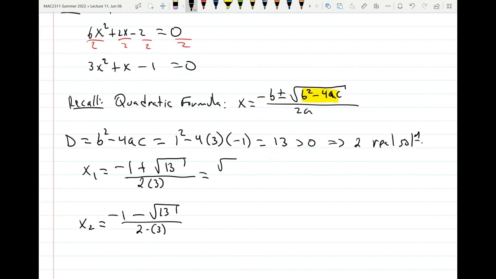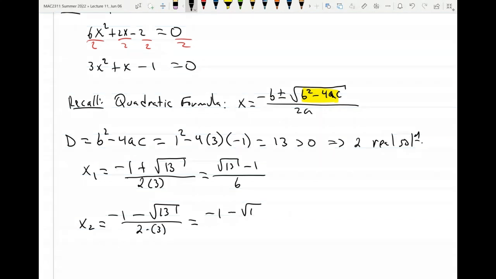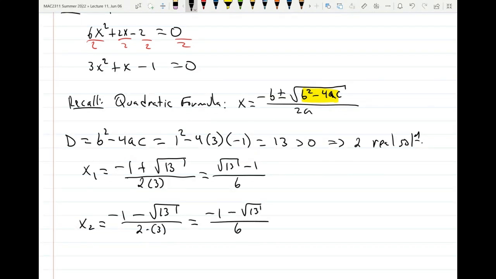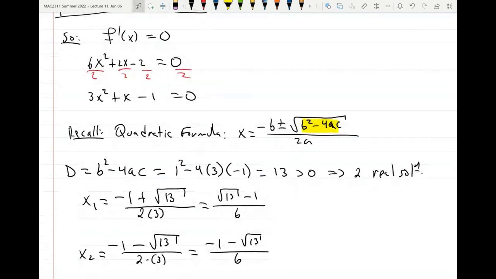So that's square root of 13 minus 1 over 6. And this one is negative 1 minus square root of 13 over 6. They happen to be irrational numbers, but it's what it is. Okay? So these two numbers are the solutions to the equation derivative equal to 0. So that means that at these x values, our function is going to have a horizontal tangent line. If you want to know the actual point on the graph, what do you need to do?